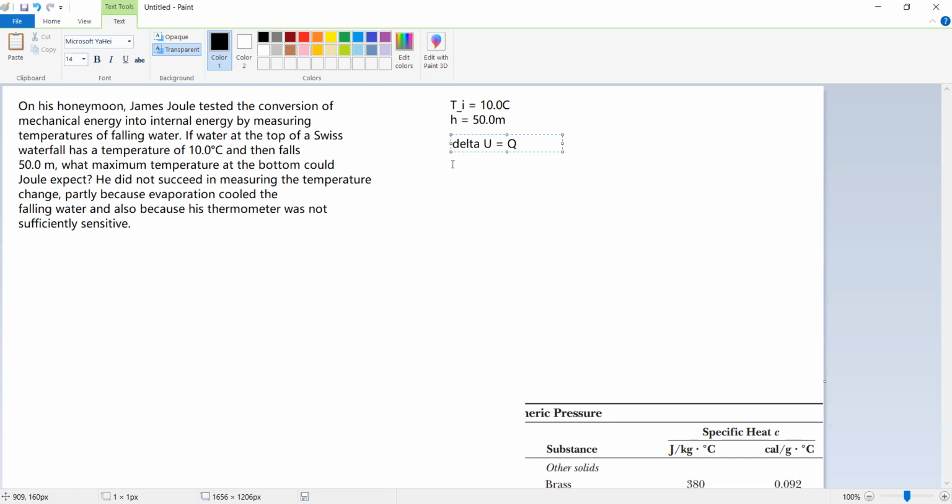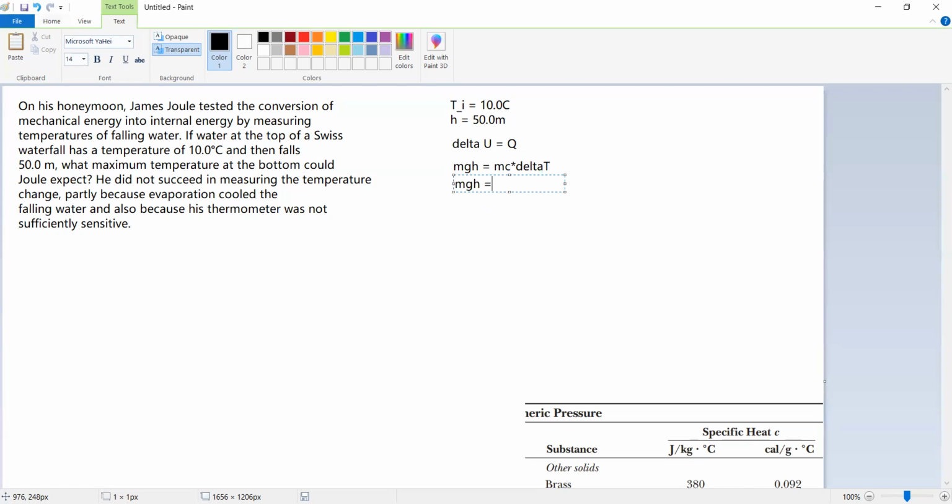Q is the heat. Or we could say, subbing in the formulas, that mgh is equal to mc times delta T, where m is the mass, g is the acceleration due to gravity, h is the height, which we are given, m is again the mass, c is the specific heat, not the speed of light. I know you're thinking of E equals mc squared right now. And delta T is the change in temperature.